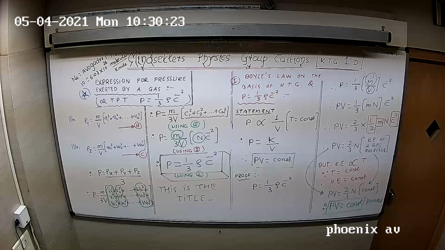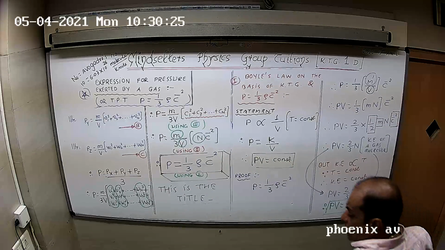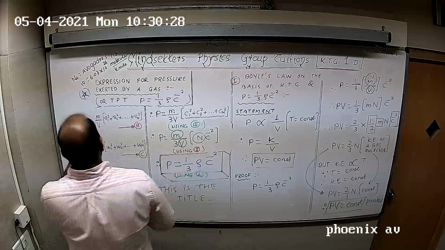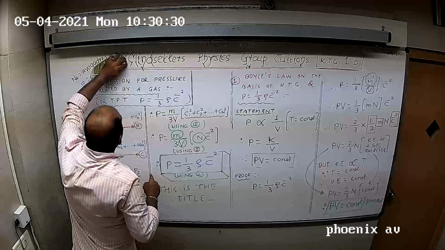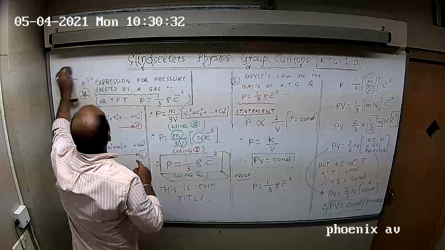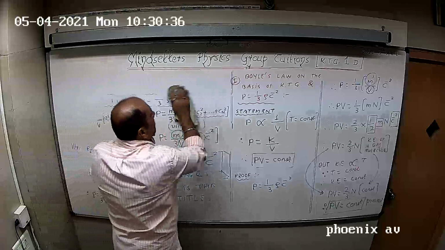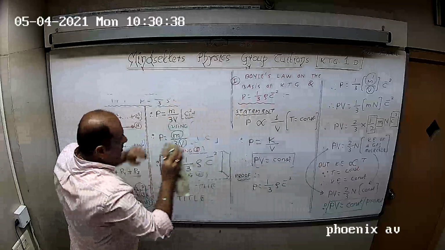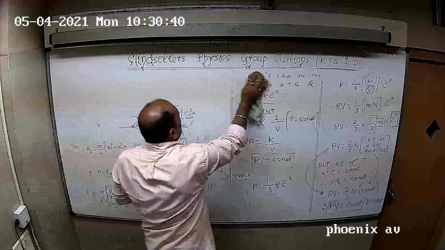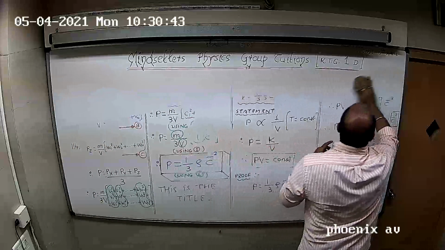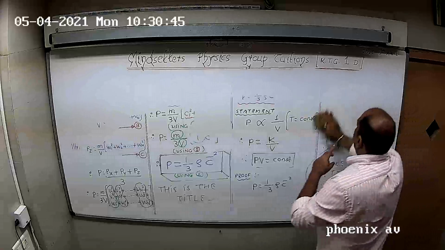So now we are going to do another 2-3 simple proofs, of which one is the expression for RMS velocity of gas molecules. What is the expression for RMS velocity of a gas molecule? I'm sure you have understood Boyle's law on the basis of kinetic theory of gases. So I will now go for all the proofs together.